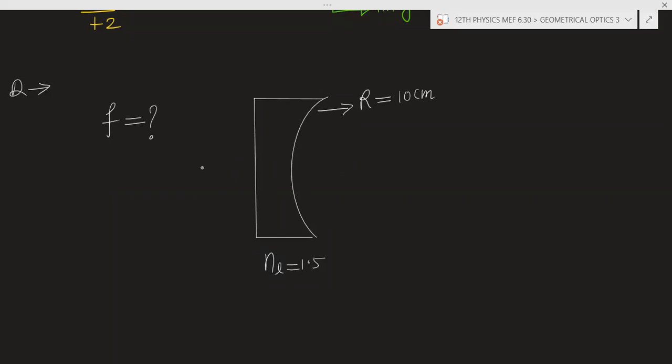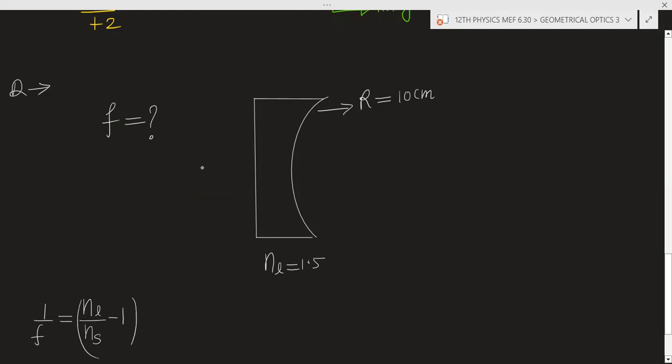Just try it, all of you. I am giving you the hint. You have to apply this formula: 1 upon f is equal to refractive index of the lens divided by refractive index of surrounding, minus 1, multiplied by 1 upon r1 minus 1 upon r2. Lens maker formula.